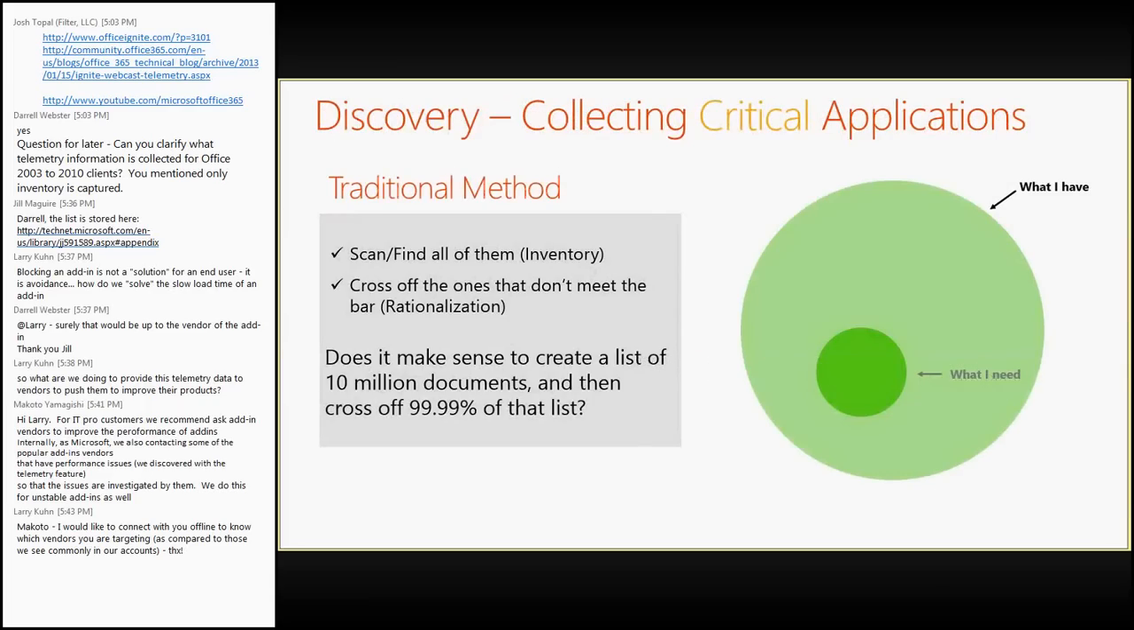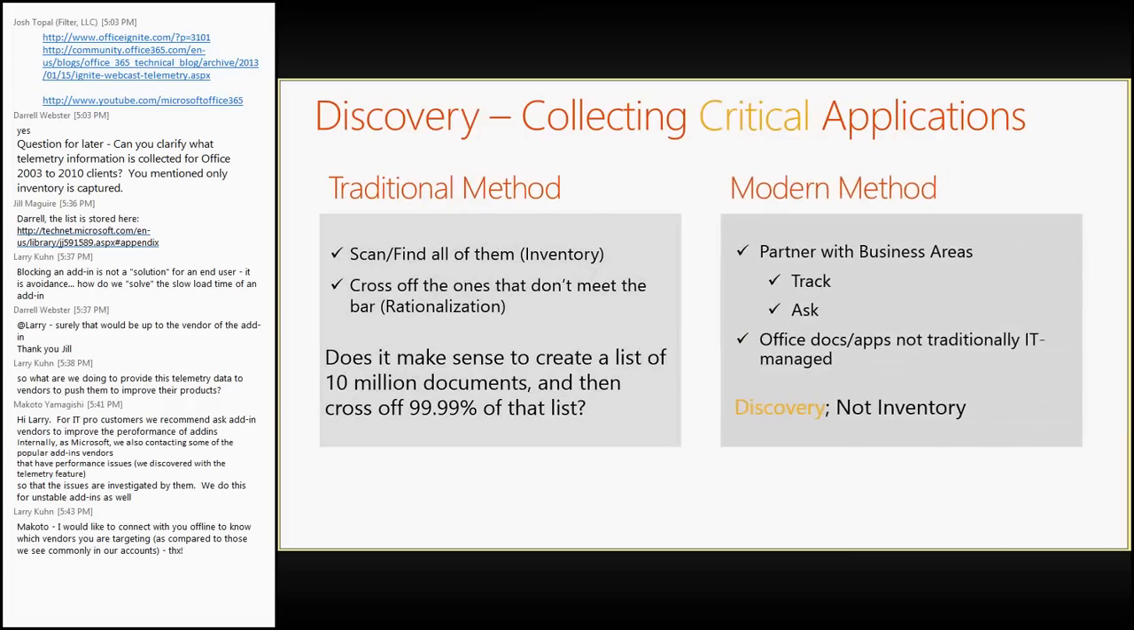Just again to say, instead of making you index millions of documents and then cross off the vast majority of them because you can't obviously test them, we're helping you discover what you really need to test against, and what those critical applications are. Now, this is not getting you 100% of the way there. We still, of course, recommend that you partner with business areas and ask, hey, we see that this is the behavior of your users. What is important to you, and have that conversation. But at least it gives you the data to have that conversation and discover what's being used.